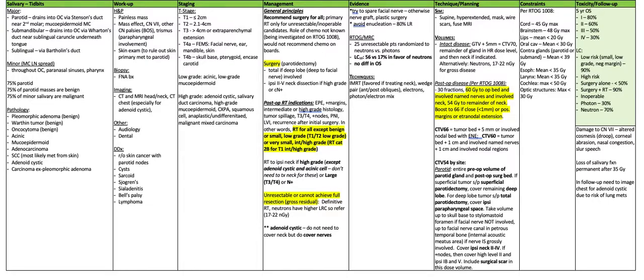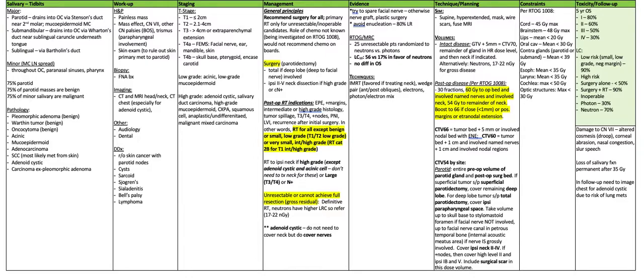RTOG MRC trial of 25 unresectable patients randomized to neutrons versus photons. 10-year local control was 56% versus 17% in favor of neutrons. There is no difference in overall survival. Technique: IMRT is favored if treating neck; wedge pair, anterior and posterior obliques; electrons; photon-electron mix.